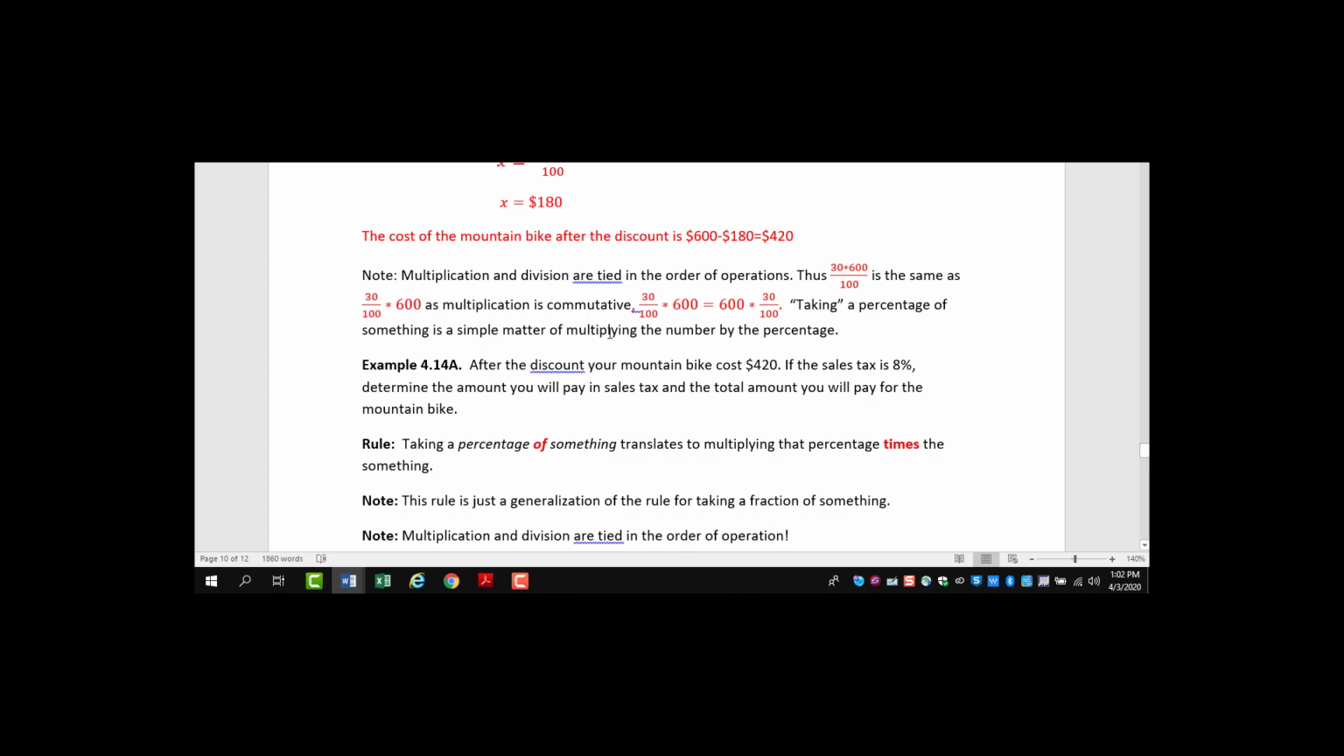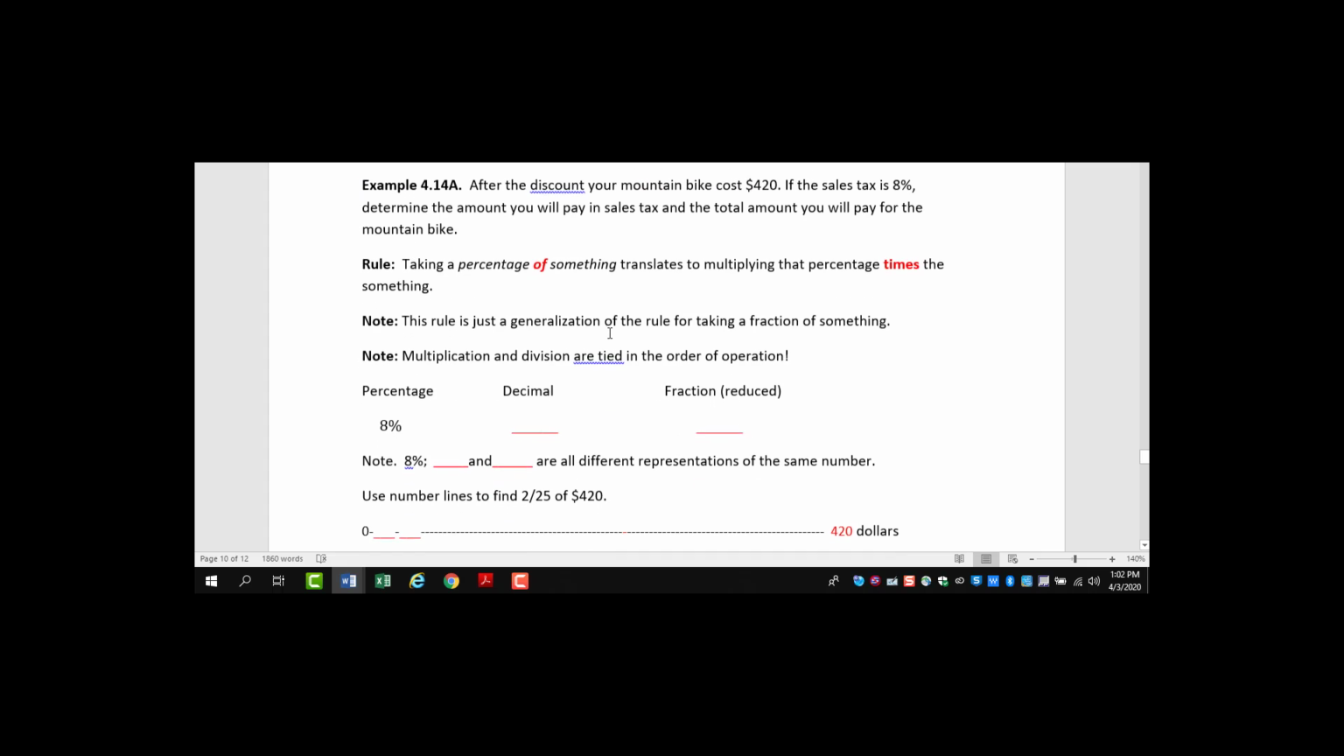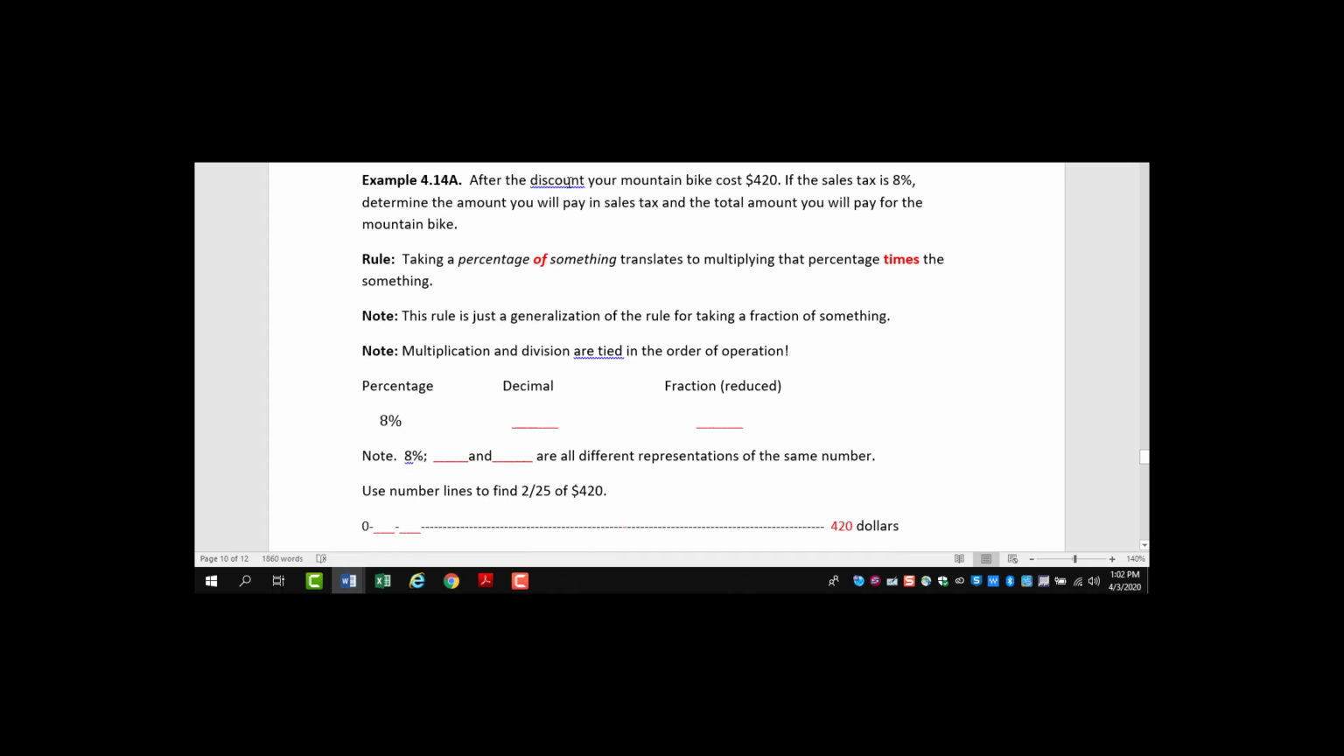So here is an example of that. After your discount on your mountain bike, it costs $420. If the sales tax is 8%, determine the amount you will pay in sales tax and the total amount you will pay for the mountain bike.